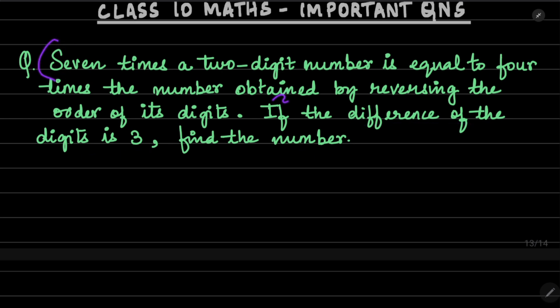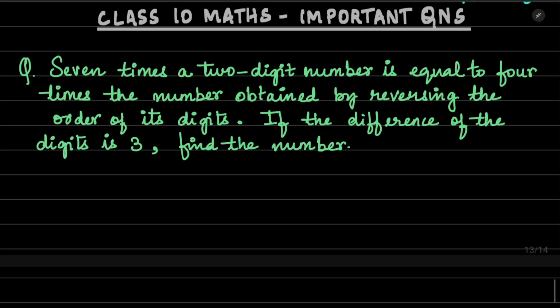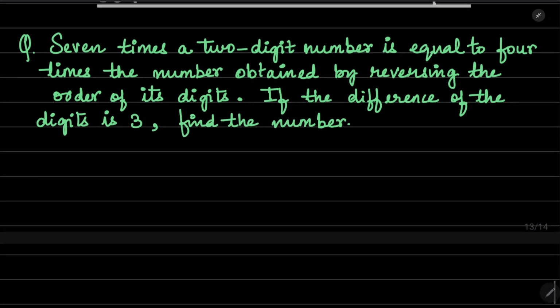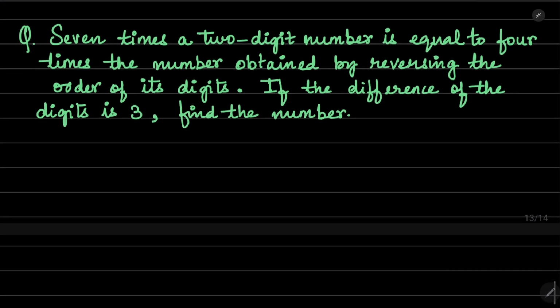Now this first statement, the very first line given in the word problem, might sound very confusing. So let me read it again and let's check if we are able to understand. 7 times a 2-digit number. So from here, what do you understand? That the number is a 2-digit number, is equal to 4 times the number obtained by reversing the order of the digits. So let us understand this first sentence, the concept.